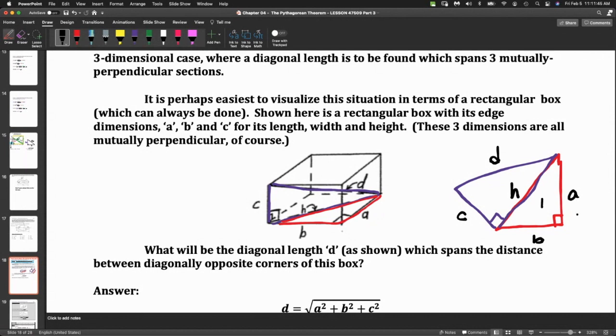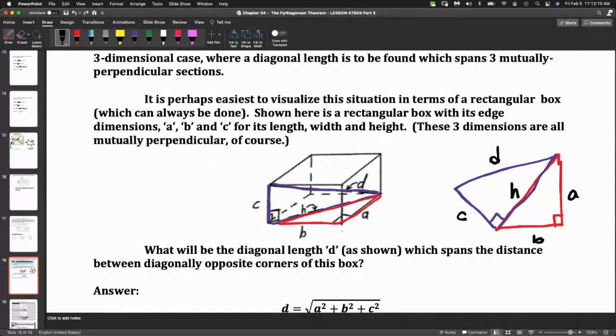That's triangle number 1. And then we can actually draw a vertical triangle. It's still right angled. See that right angle right there? It's a vertical right angle triangle, and it has a height of C. Its other leg is H, and H is the hypotenuse of the red triangle. So they all kind of tie together. Ultimately, you're trying to find the length D.